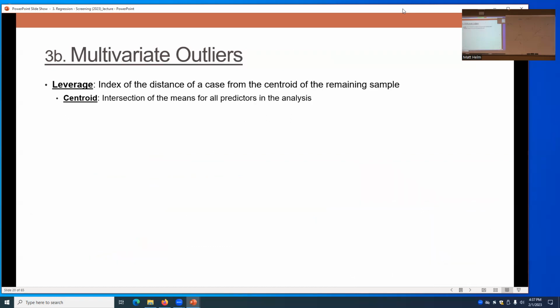Cool. All right. Multivariate outliers. There are a couple of different ways to start to quantify the magnitude of multivariate outliers. One way to think about this is in terms of leverage values. Leverage refers to the distance of a case from the centroid of the remaining sample. And the centroid is just the intersection of all the means for all predictors in an analysis.